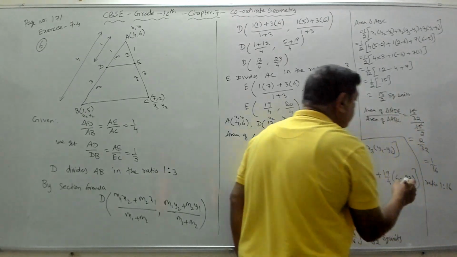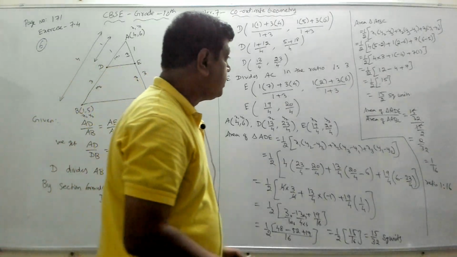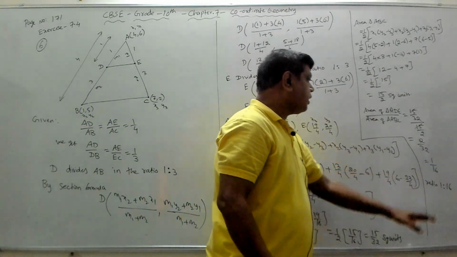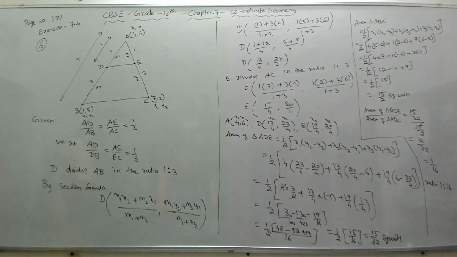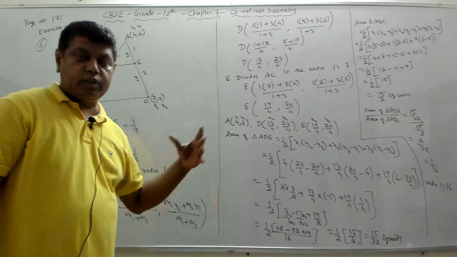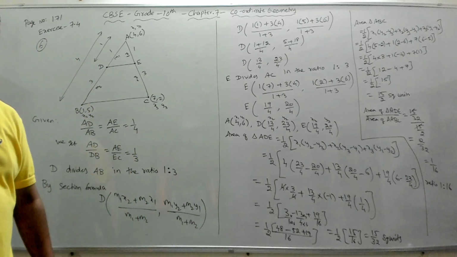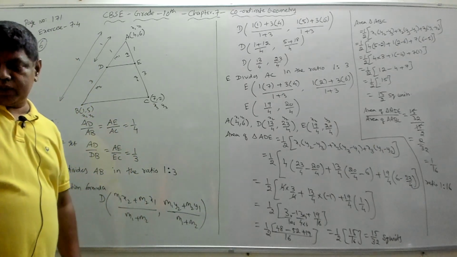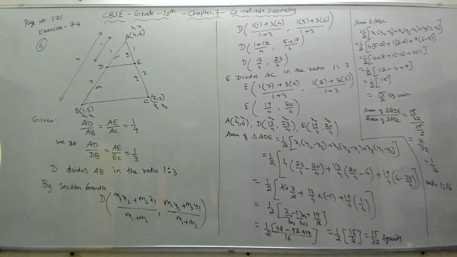The ratio of the areas of triangles ADE and ABC is 1 is to 16. And if you recall theorem 6.2 and 6.6 in your textbook, which is in the triangles chapter, you will see that 6.2 is the basic proportionality theorem, BPT, and 6.6 is the theorem which talks about the relationship between the sides of the triangle and area of the triangle.